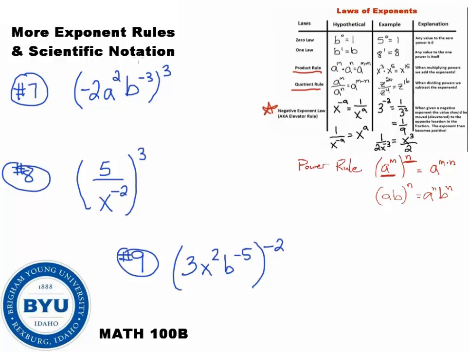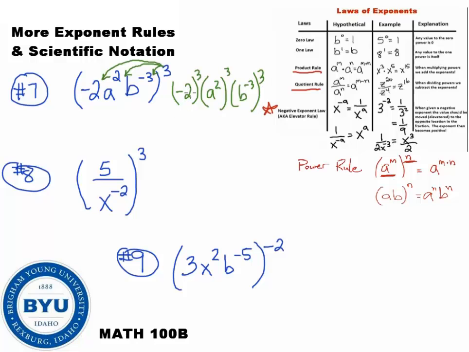Okay, let's take a look here. Number 7. So again, you apply the power to everything inside the parentheses. So we've got to apply it to all of these things. So we've got negative 2 cubed. We've got a squared cubed. We've got b to the negative 3 cubed. We need to cube everything.